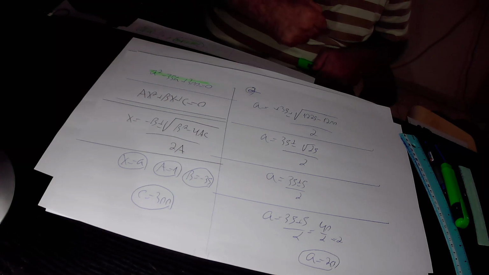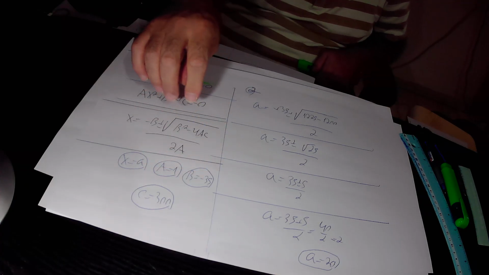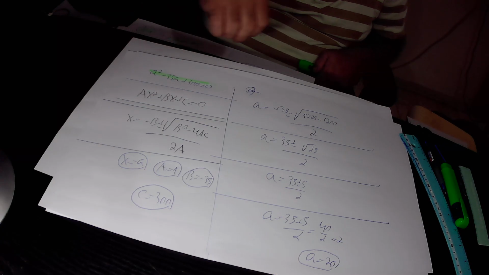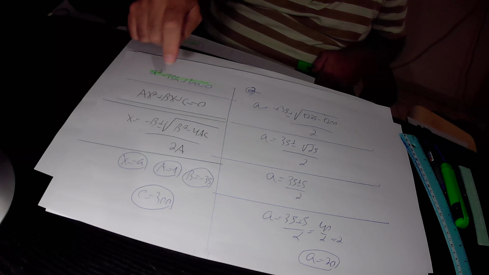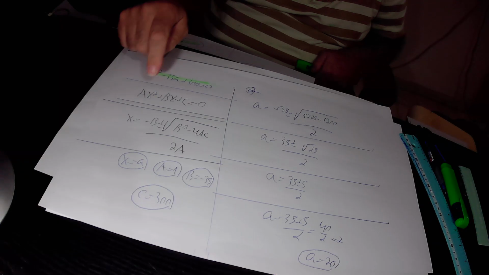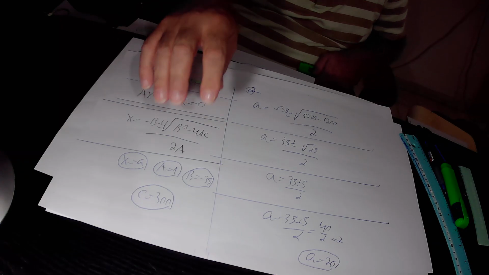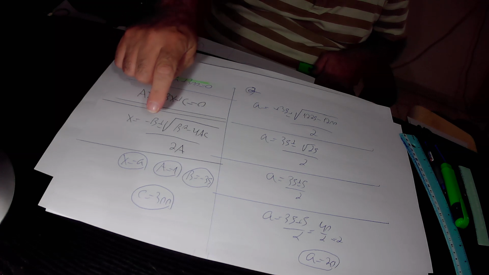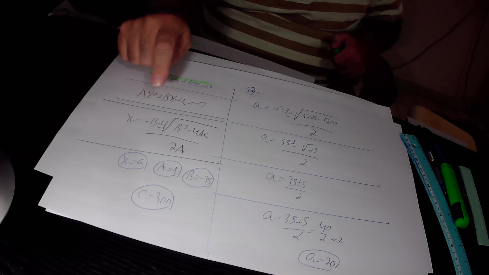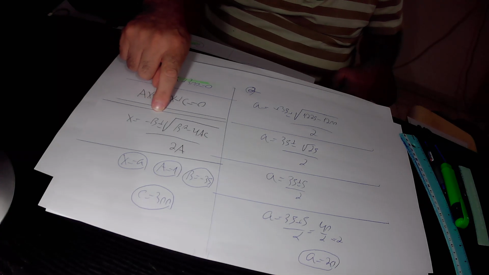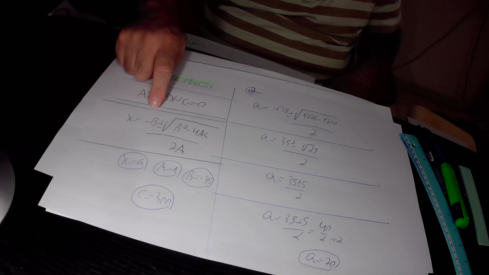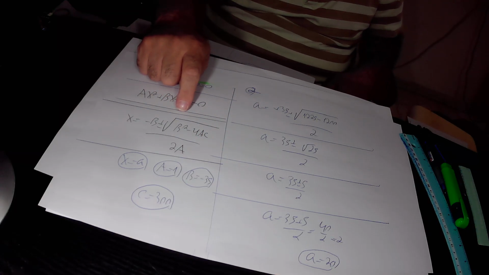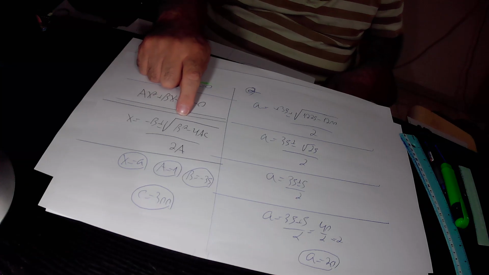The only thing that is left to do is to put the data in this general equation for x. In this way we find the values of a, because a is the variable that we are looking for, and therefore x equals a. So we put the data inside this general equation, substituting x by a, and it equals minus b. B equals minus 35, therefore minus b is plus 35, plus minus the square root of b squared.